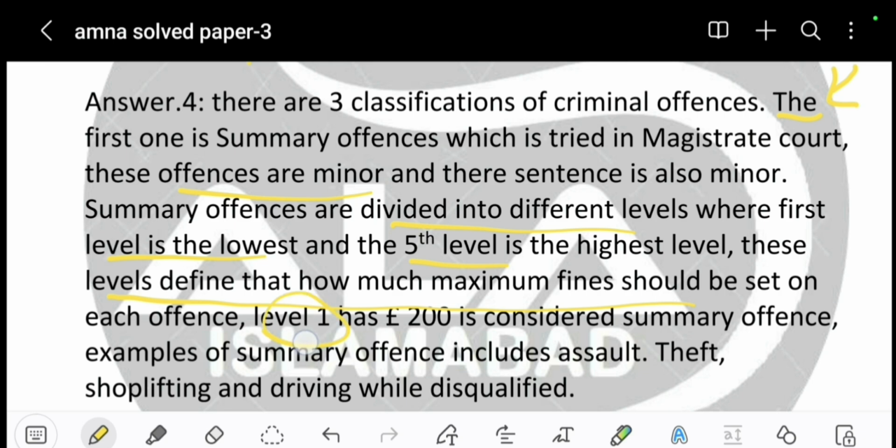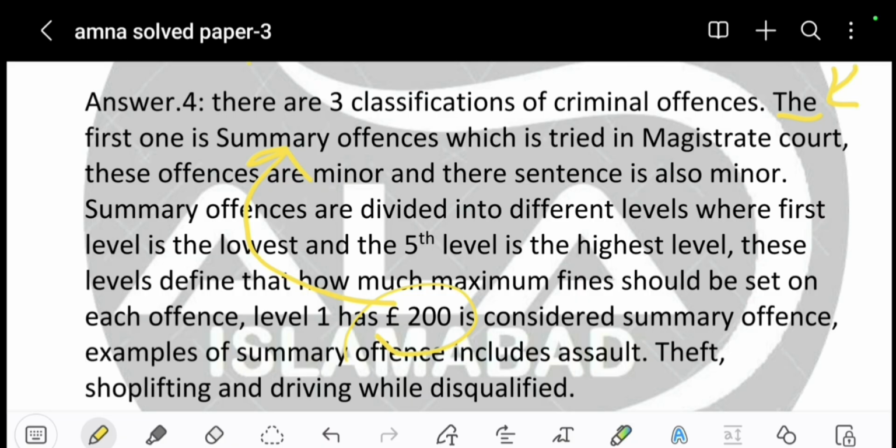Level 1 imposes a 200 fine on the criminal who committed the offense, and basically this was the lowest amount that can be imposed, and this type of amount is only available for summary offenses. There are a few other amounts and a few other things also available, but you can add only one or you can add more if you remember more.